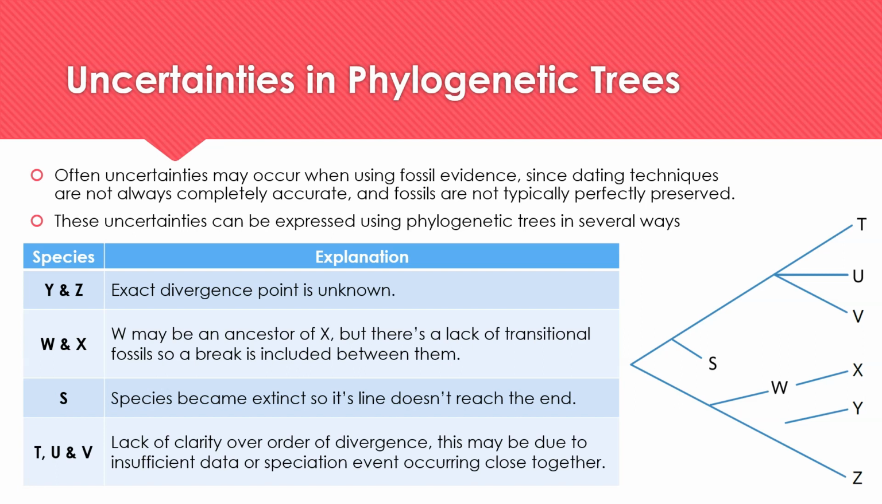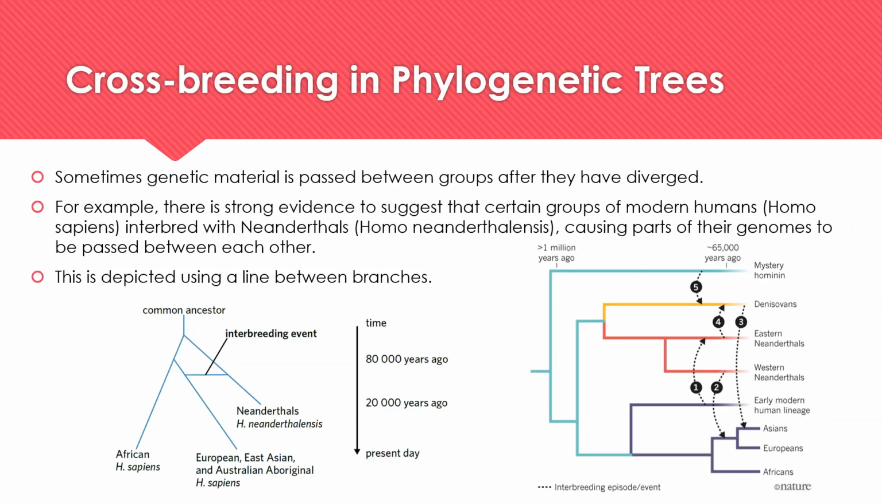Or maybe the speciation event occurred at really similar times for all of these species, and so they're all coming out of one point there. So sometimes there are things with phylogenetic trees we just don't know, and we have to include those uncertainties within it. It's also possible that you can have crossbreeding occur in phylogenetic trees.